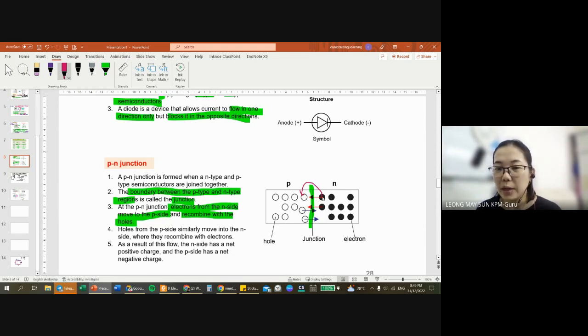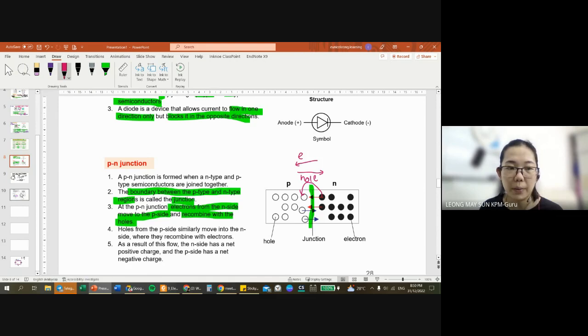All right. And then when an electron moves towards the left, what remains here becomes a hole. So that's why the electrons from the n-type move towards the p side and the holes from the p-type move towards the n-type semiconductor. At the end, the n side will be more positively charged, and the p side will be negatively charged when they are placed next to each other. All right, so that is a p-n junction.